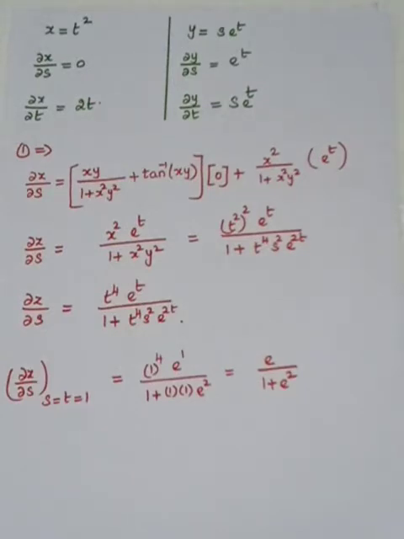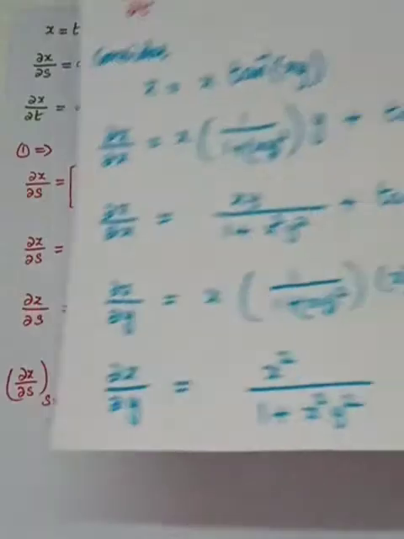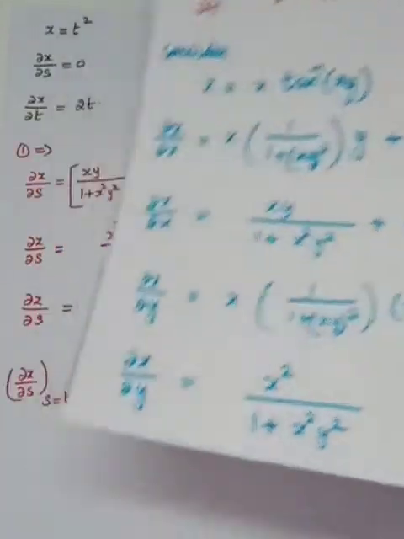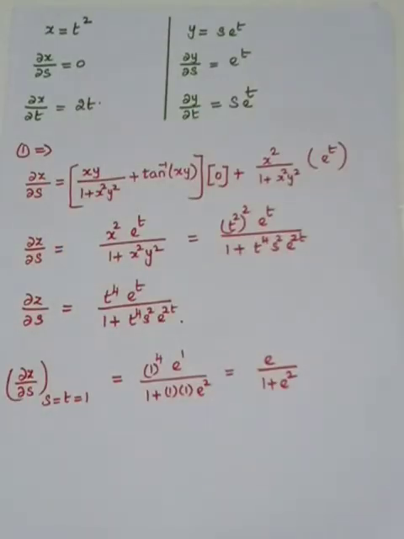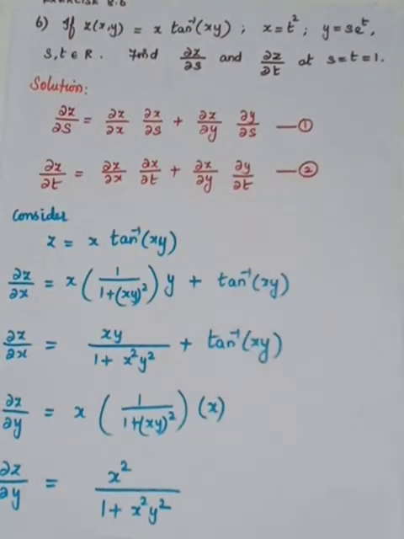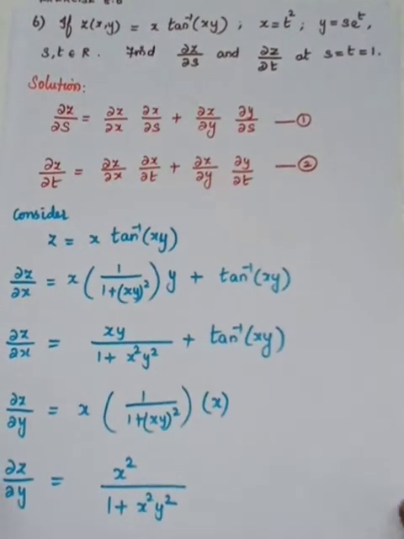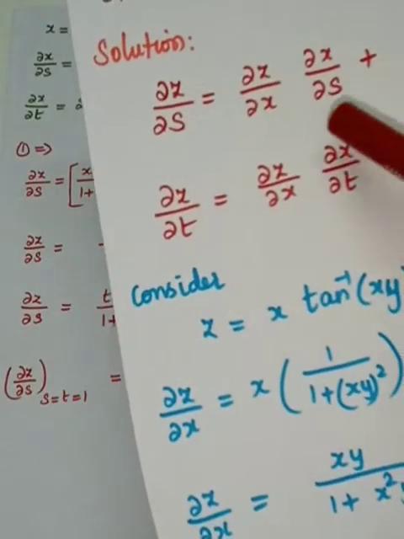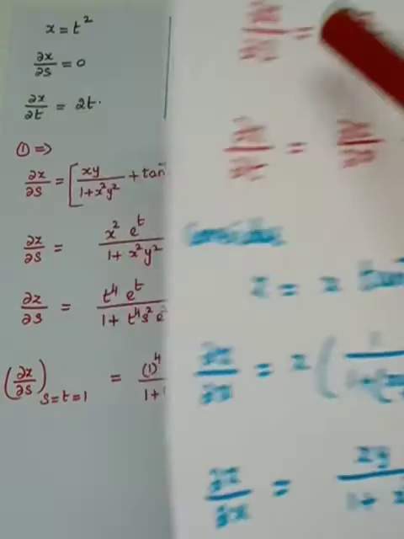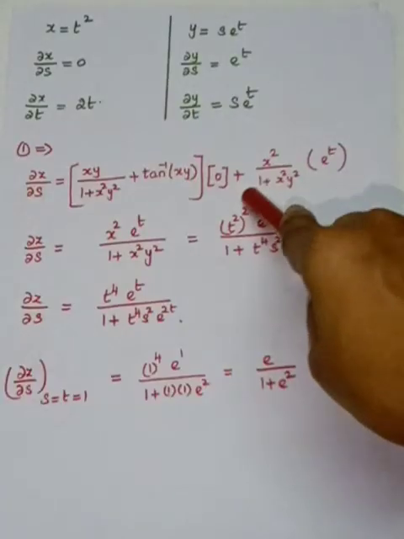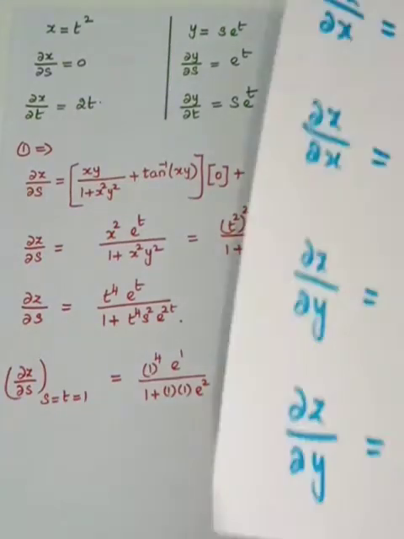What is the first formula? What is asked? Dou z by dou s. First you have to start with dou z by dou x. So what is dou z by dou x? It is here. What is it? Xy divided by 1 plus x squared y squared plus tan inverse of xy. So here it is written. Okay, into what you have to write according to the formula, dou x by dou s. So what is dou x by dou s? That is 0. Okay, plus next dou z by dou y. So what is dou z by dou y?